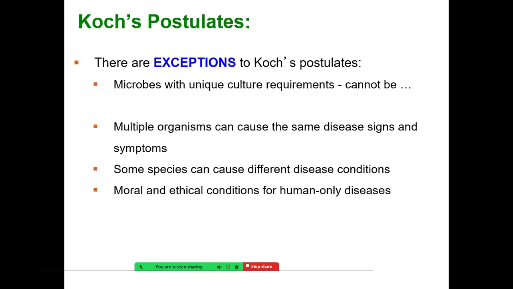Now, you should know that there are exceptions to Koch's postulate. What do you do if the microbe has a unique culture requirement? It cannot be grown in tissue culture. For many years, almost 100 years, scientists were never able to grow the microbe which causes, just a minute, I'll get it, syphilis. And yet we knew which microbe caused syphilis.